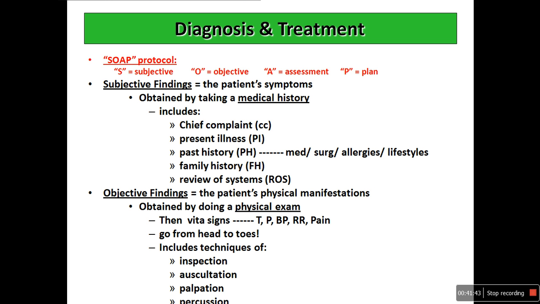What are the vital signs? Temperature, blood pressure, pain. So we have to check the vital signs, which are temperature, blood pressure, and pain. Objective findings include the techniques of inspection, auscultation, palpation, and percussion.